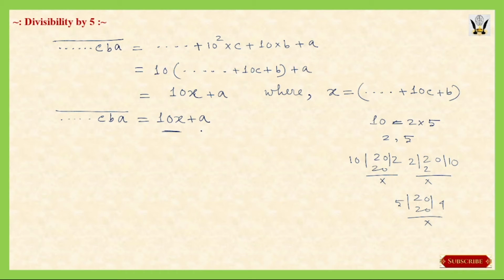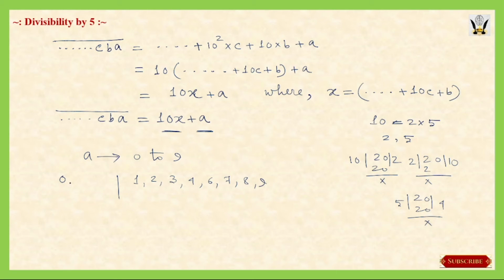So we have no problem with 10x. Now the only thing we have to focus on is a. So what would be the value of the digit that we have at units place so that the given number will be divisible by 5? Now the value a that we have at units place can have values 0 to 9. Now 1, 2, 3, 4, 6, 7, 8 and 9 are the numbers which are not divisible by 5, we know.